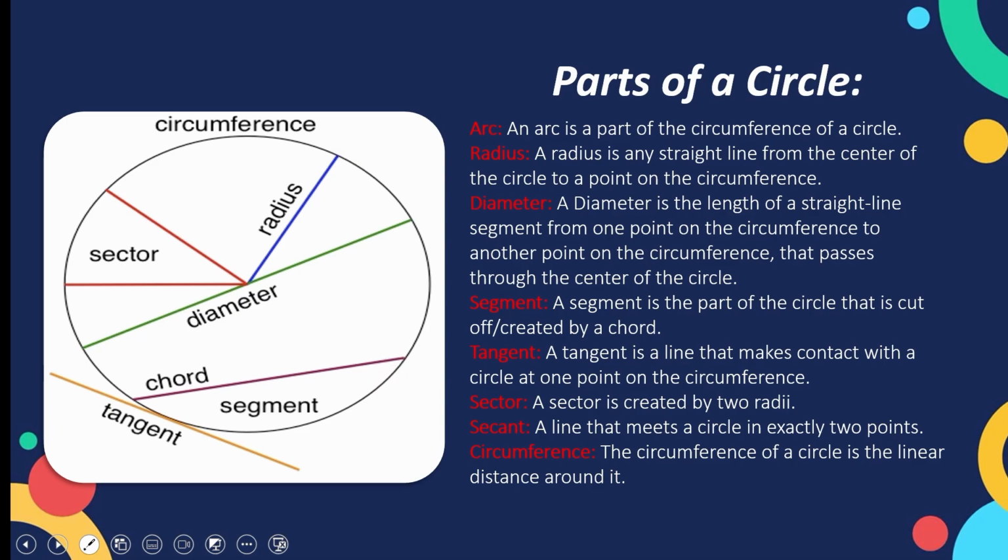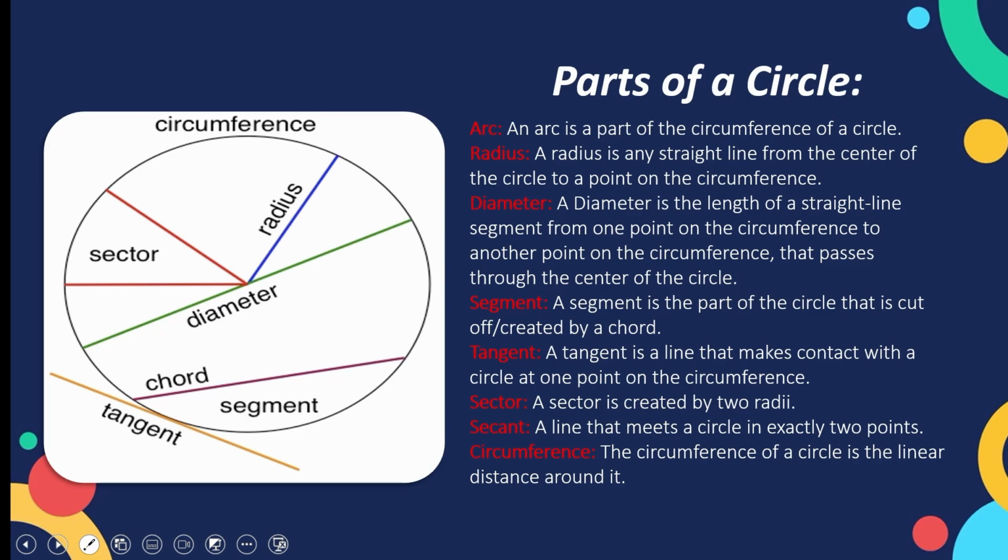A radius is any straight line from the center of the circle to a point on the circumference. If we have a look here, here's our straight line, and we go from our center of the circle, there's our center, right through to the circumference. Remember, matrix, that this over here, that straight line from the center, is also a radius. So don't get confused about that.